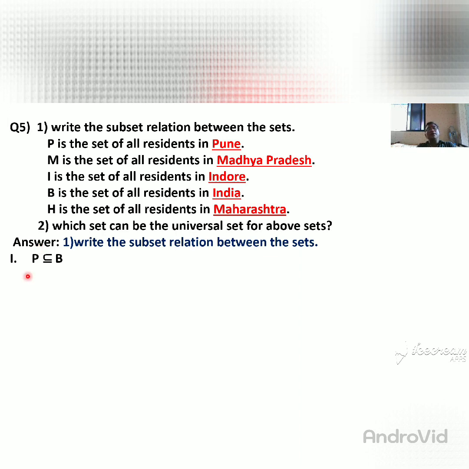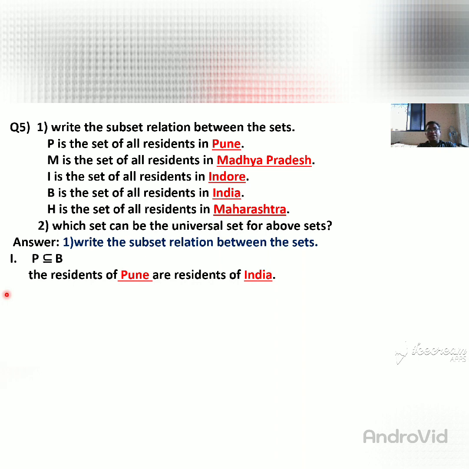Here it is written P is the subset of B. Why is P a subset of B? Because P is Pune, and Pune is in India. So P is the subset of B.